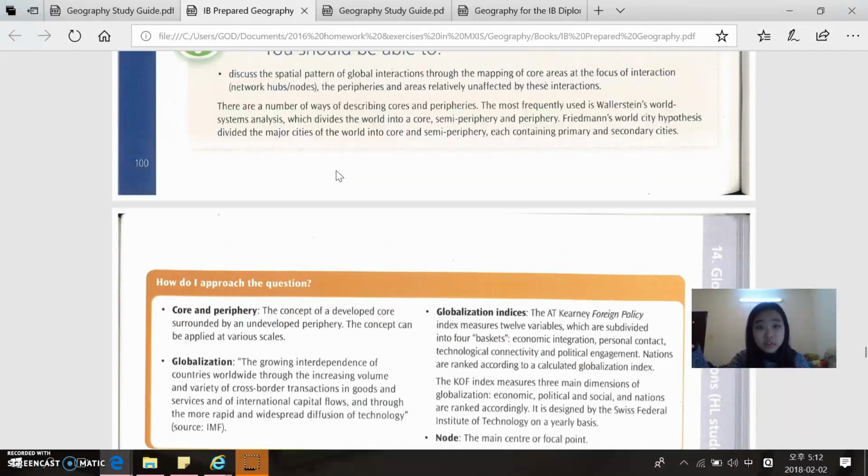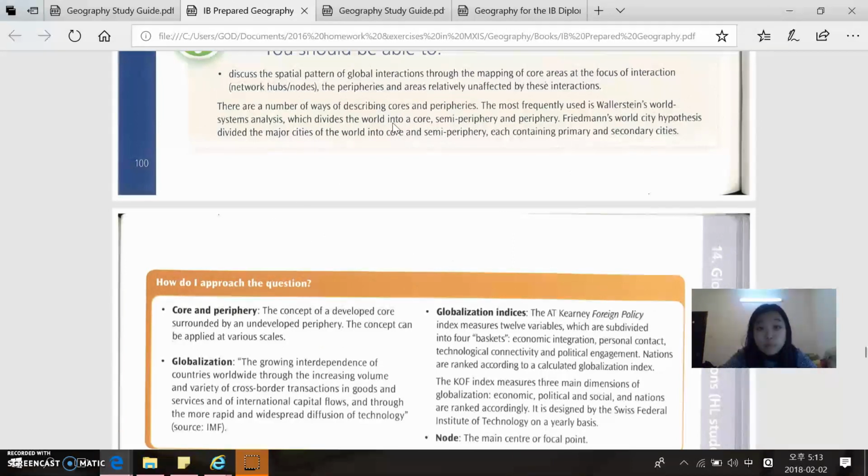Okay, and what else are you supposed to do? Discuss the spatial pattern of global interactions through the mapping of core areas and the focus of interaction, network hubs or nodes, the peripheries and areas relatively unaffected by these interactions. So the core and periphery, we will go over that later. Basically there's a center core, and periphery is basically the surrounding countries. So it's talking about major central countries and then other countries surrounding them, whether physically, geographically, socially, or politically. We'll talk about it later.